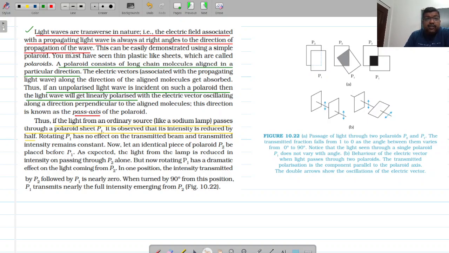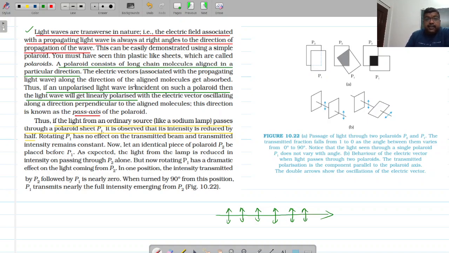The electric field associated with the propagating light wave is always at right angle to the direction of propagation. So if this is the direction of the wave propagation, the electric field always vibrates perpendicular to the direction of the wave propagation.